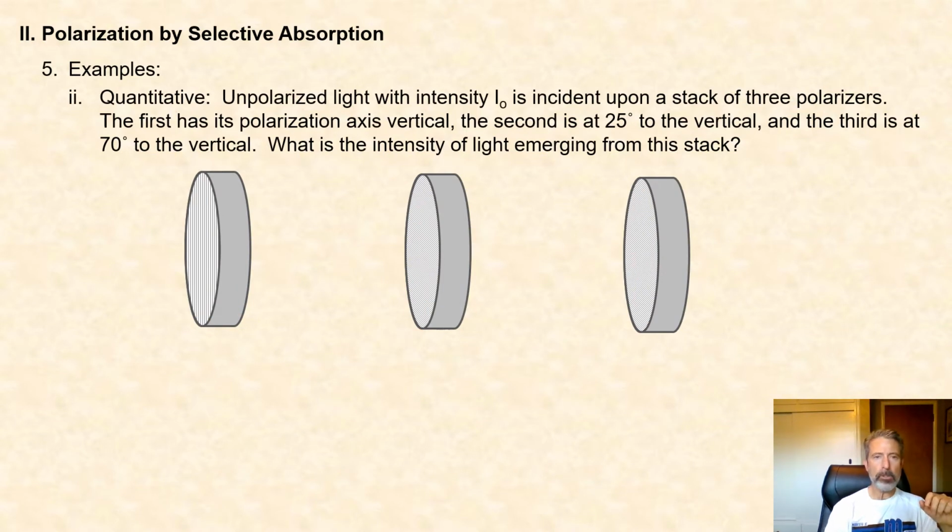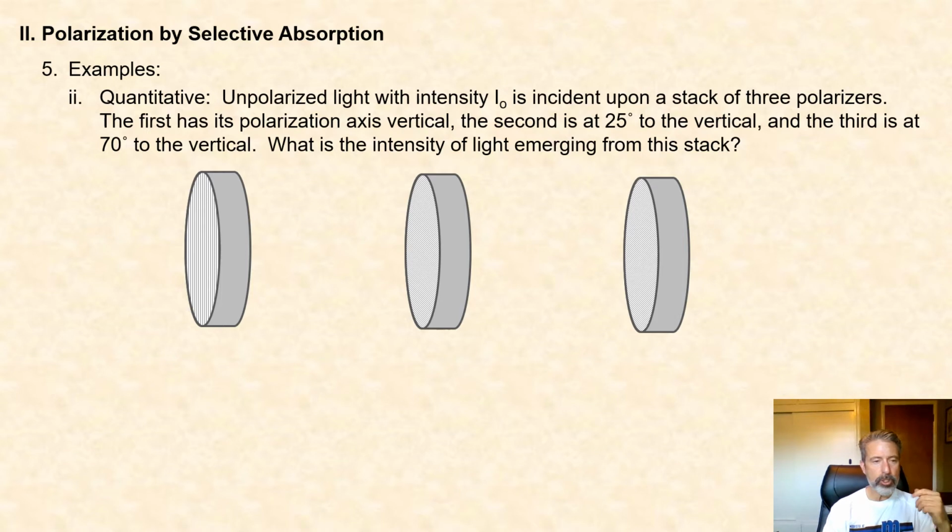So we will now take a look at a quantitative problem where we try to find the intensity of light passing through a stack of Polaroid filters using the law of Malus. In this problem, we're told that unpolarized light with intensity I0 is incident upon a stack of 3 polarizers. The first has its polarization axis vertical. The second is at 25 degrees to the vertical, and the third is at 70 degrees to the vertical. We want to find the intensity of light emerging from the stack.